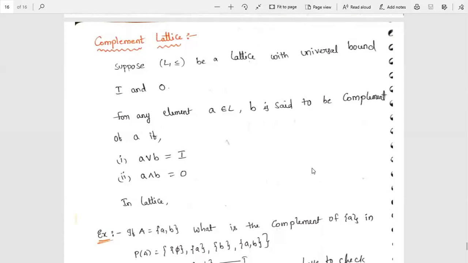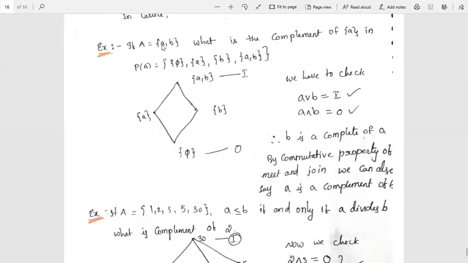By the commutative property of meet and join, we can also say that if B is a complement of A, then A is also a complement of B. Let us go to an example. If A is equal to {a, b}, what is the complement of {a} in the power set? The Hasse diagram for the given power set has the least element ∅, which is related to {a} and {b}, and {a, b} joins {a} and {b}.